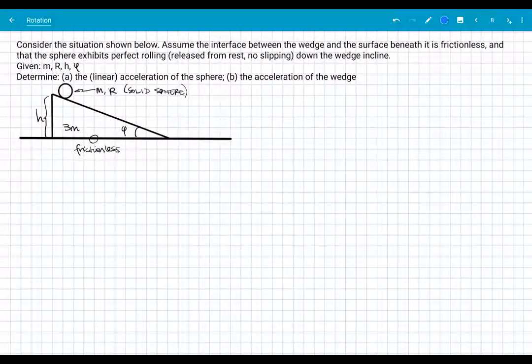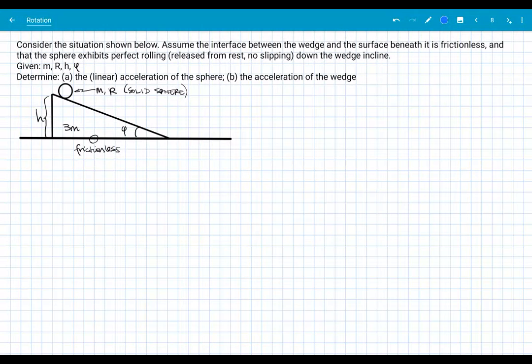But it's sitting on a horizontal surface, and this is important. The interface between the wedge and the surface that it's sitting on is a frictionless interface. That's kind of counterintuitive, but we've got to take that in. So no friction at the interface between the wedge and the substrate that it's sitting on, which is a horizontal surface.